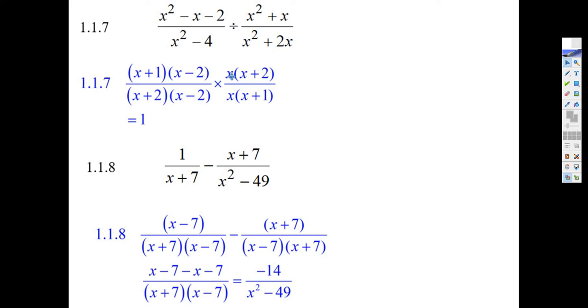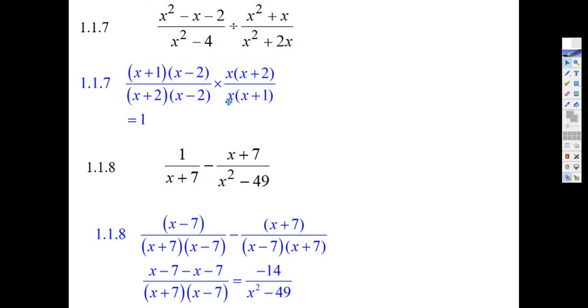What's on the bottom here? x times x is x squared. x times 2 is x plus 2. On the top, which moves to the bottom now, we just factor it. x times x is x squared. x times 1 is x. You see, x is the common factor.